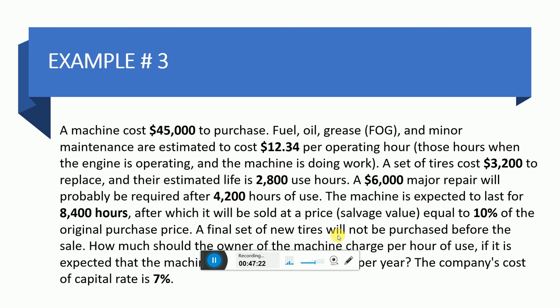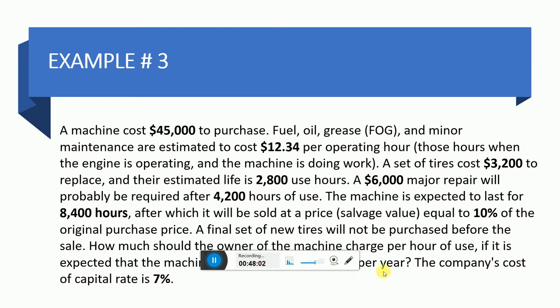A final set of new tires will not be purchased before the sale. So finally, when we have to sell the machinery for the salvage value, we don't have to purchase the tires. So in this example, we have to calculate how much the owner of the machine should charge per hour of use, if it is expected that the machine will operate 1400 hours per year.